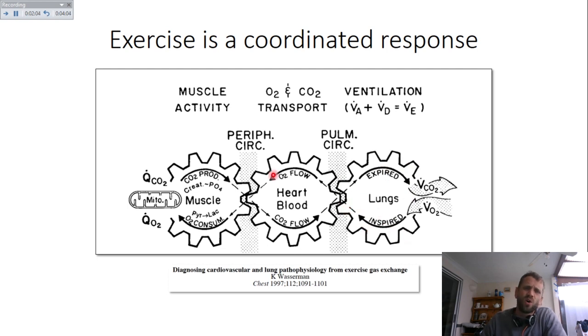So it's all a coordinated response, and you can't really separate any one from the other, but you can start to consider which ones are more important in certain circumstances, which is what we're going to try and do today.